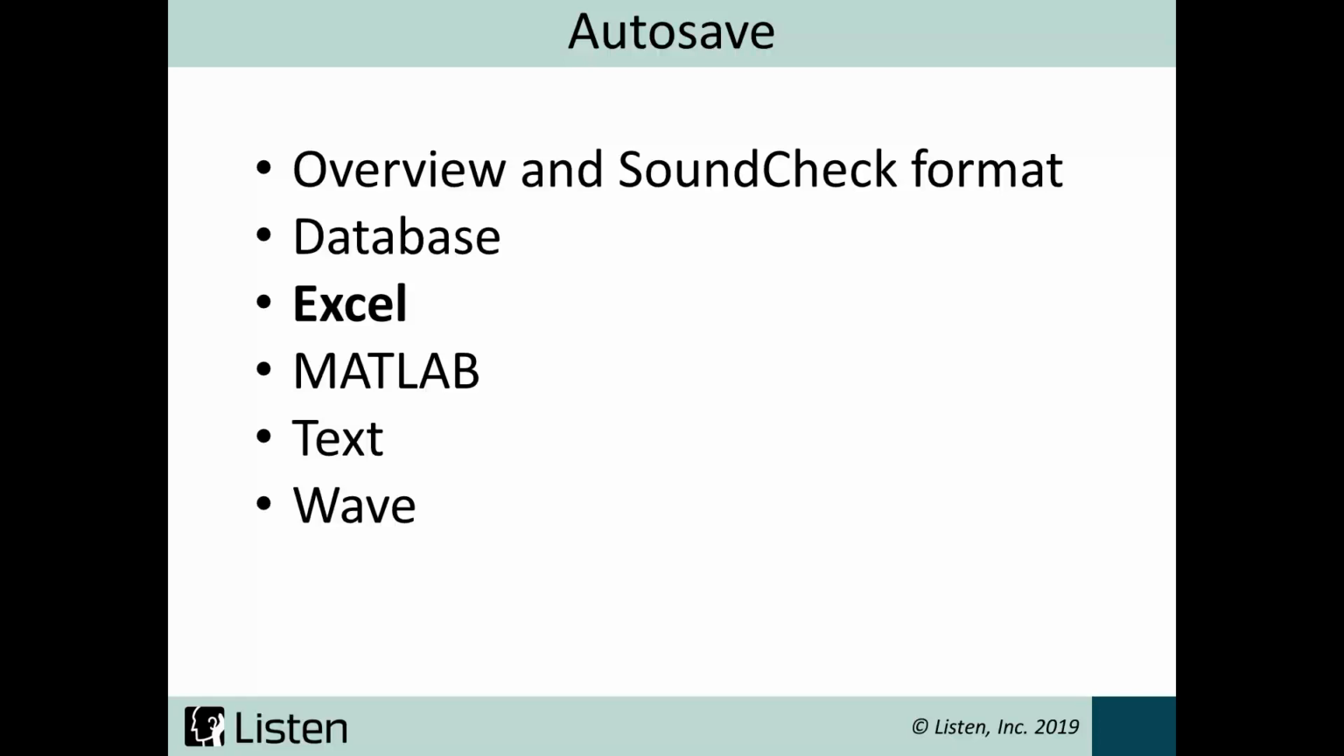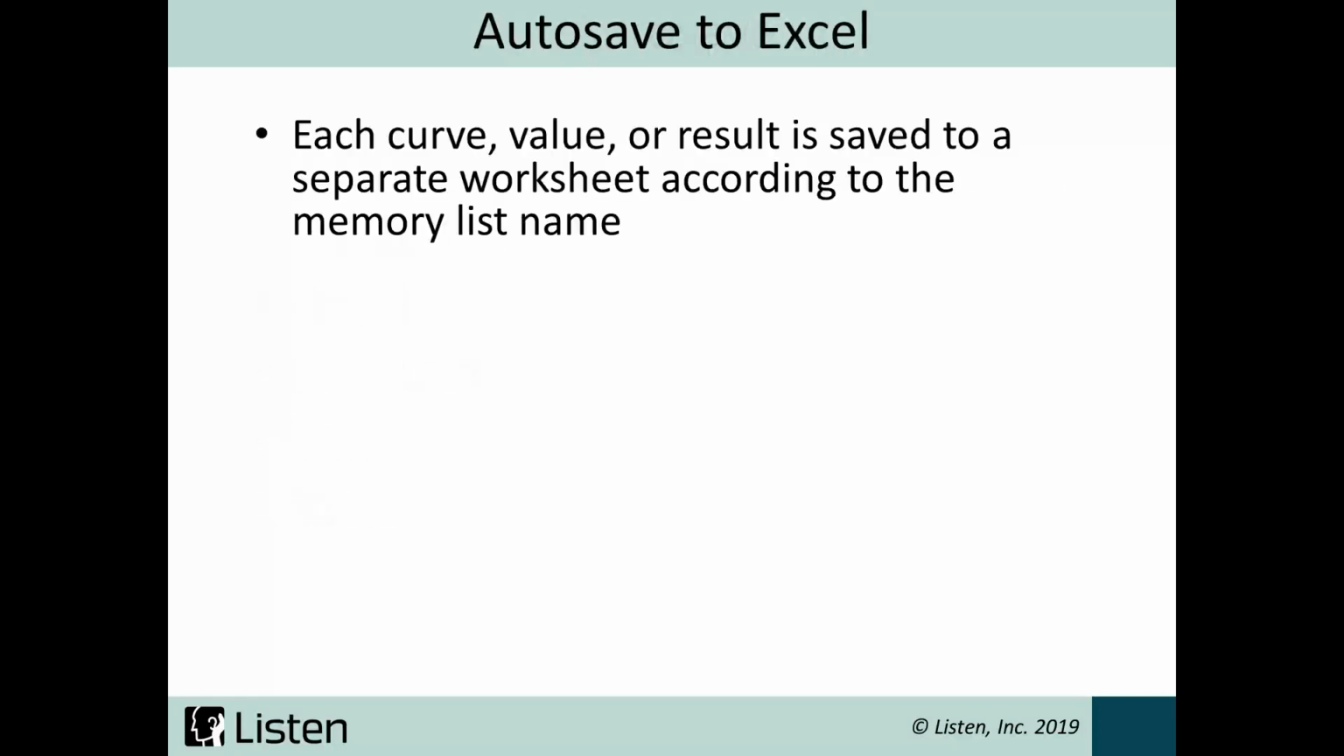In this video, we'll go over Autosave to Excel. When saving to Excel, each piece of data in the memory list is saved to a separate worksheet that matches exactly with the memory list name. So if I autosave a curve called Fundamental, a new worksheet called Fundamental will be added to the Excel file.